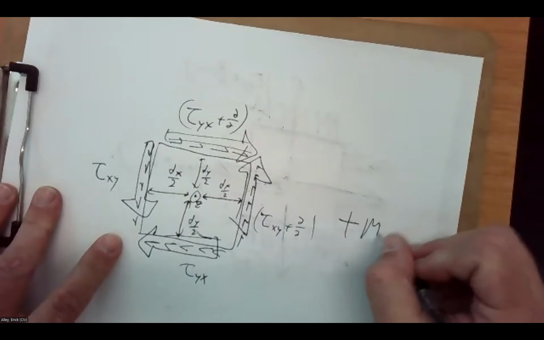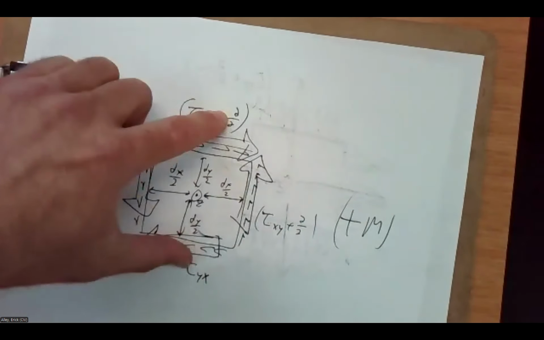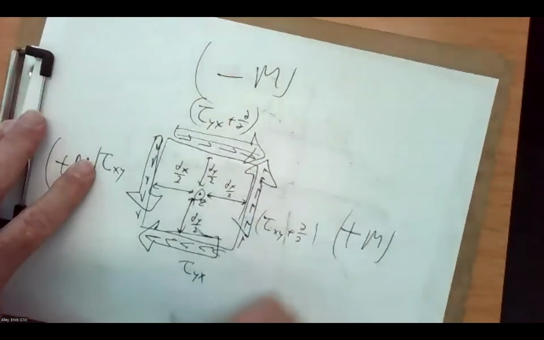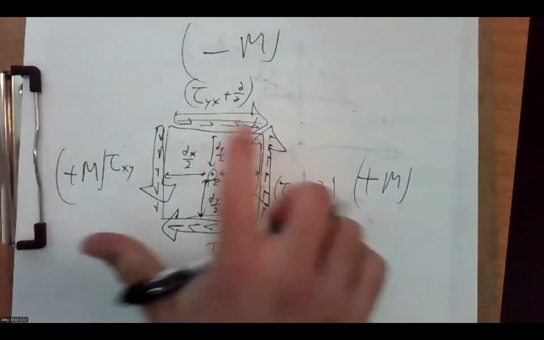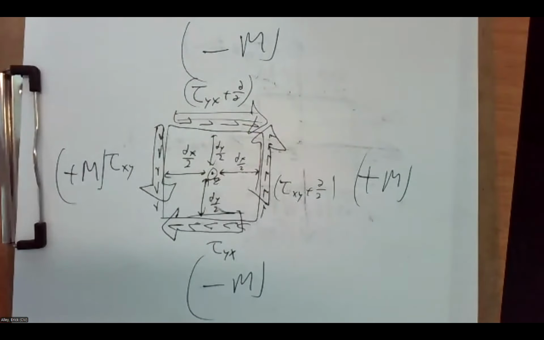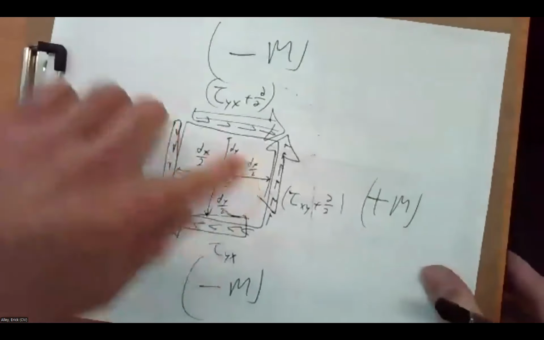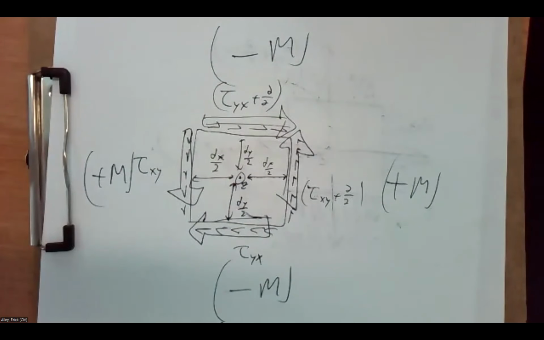So this is going to give us a plus moment. This one's going to give us a plus moment. These two both turn clockwise. So this is a negative moment and a negative moment on these two. So this is what we've got to balance. We've got to balance these two and these two. And if those are balanced, then our cube does not spin or rotate about the out of the page axis.